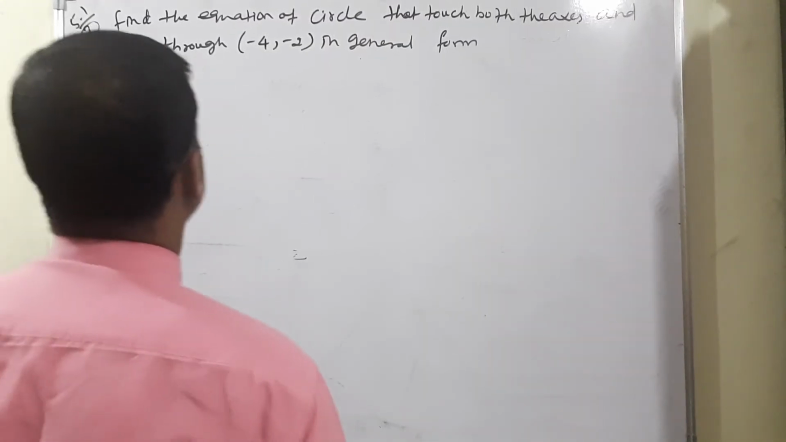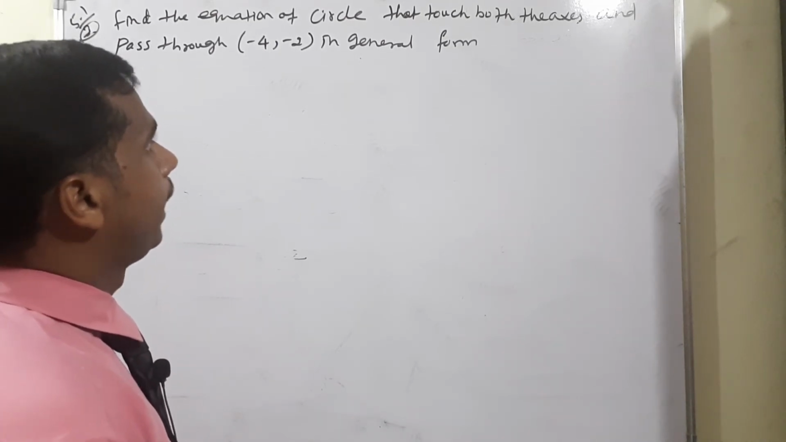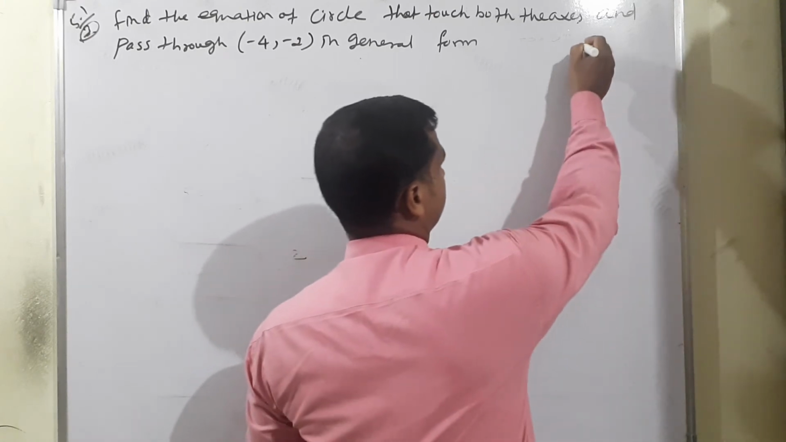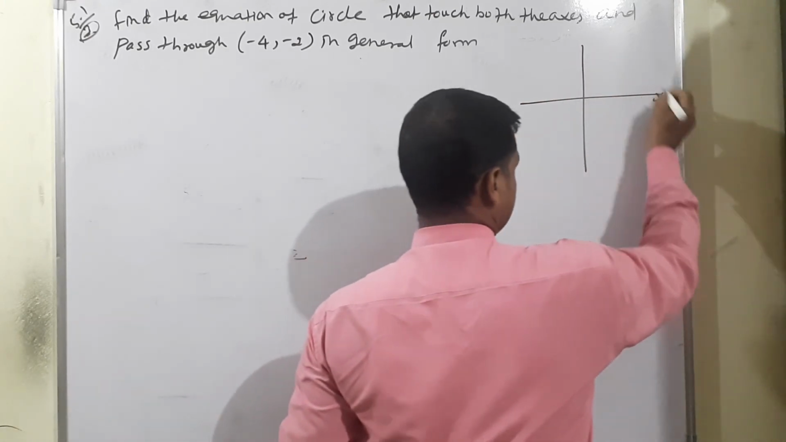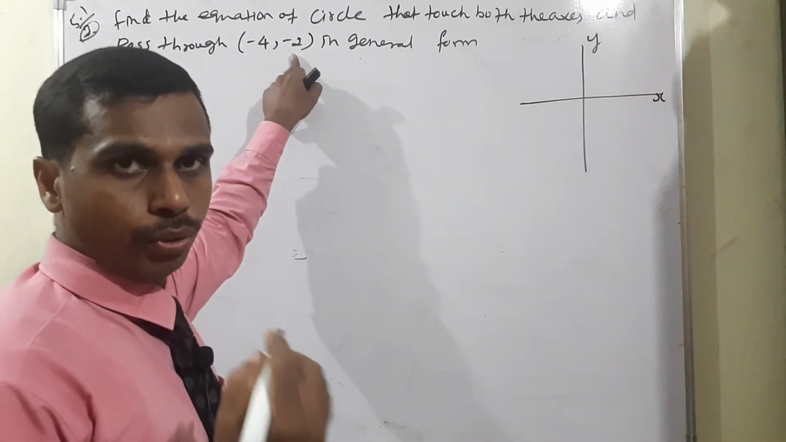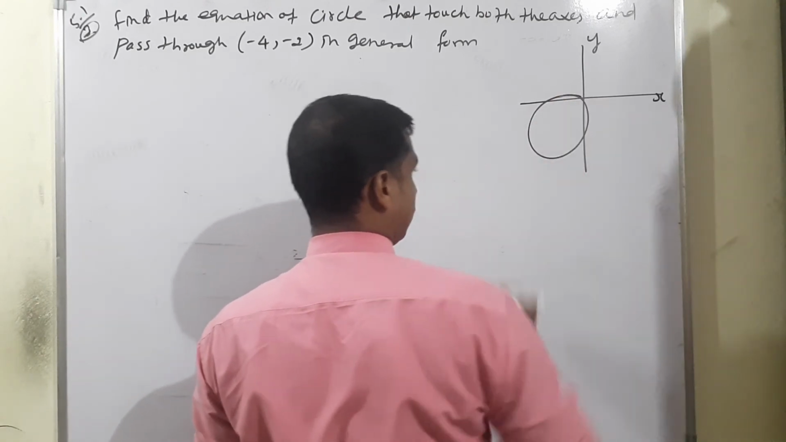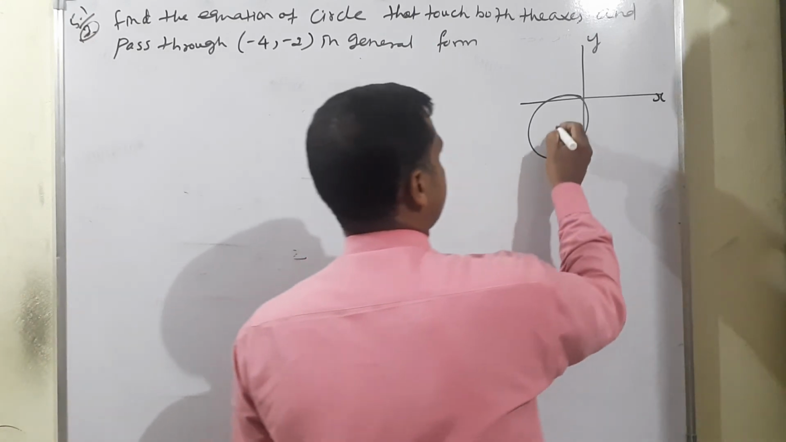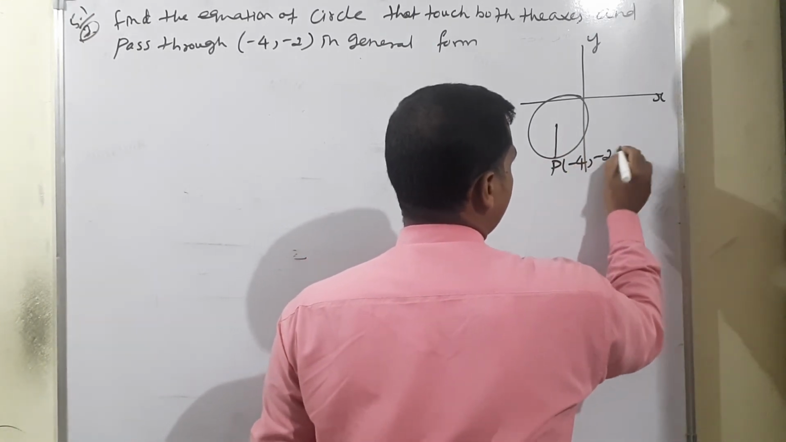Moving to question number 3. Find the equation of the circle that touches both the axes and passes through (-4, -2), in general form. The circle touches the x axis and the y axis, and the point is (-4, -2). Both terms are negative, so it lies in the third quadrant. So x is negative and y is negative. So this is point P, the given value (-4, -2).